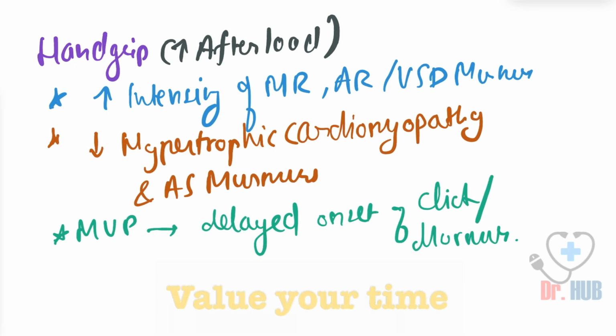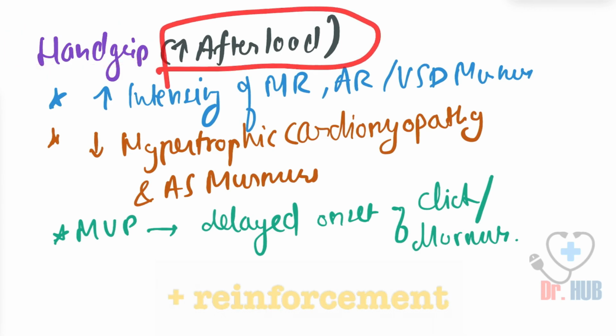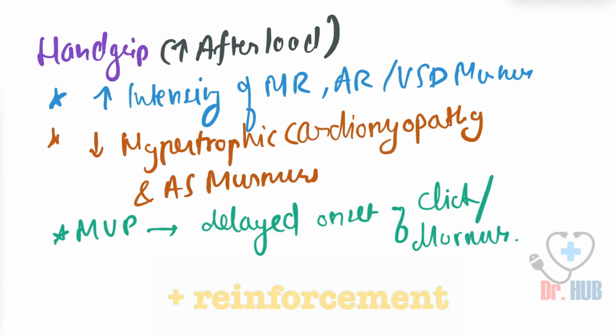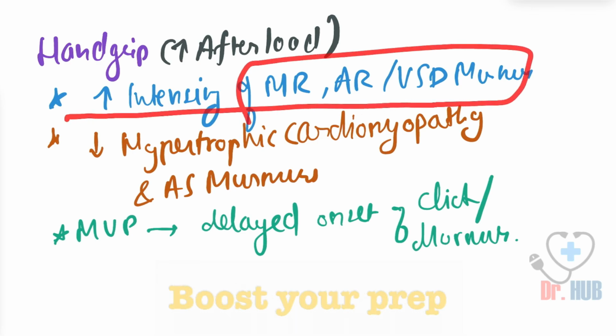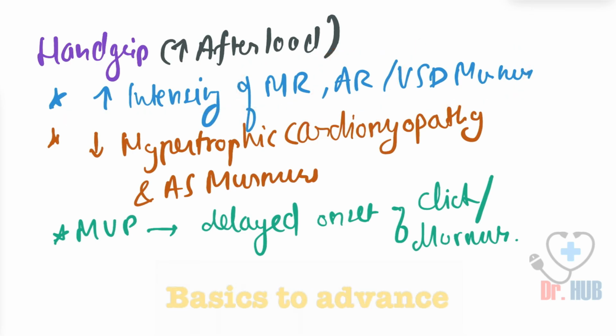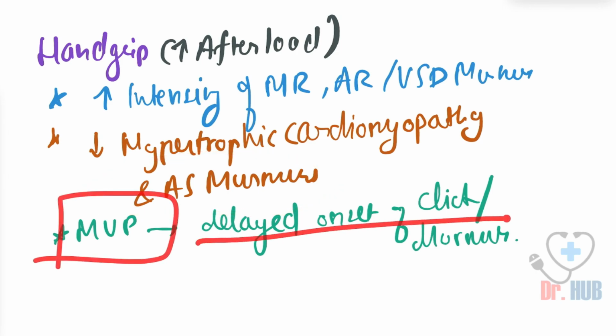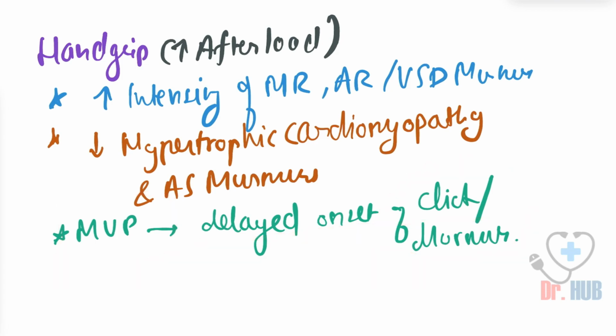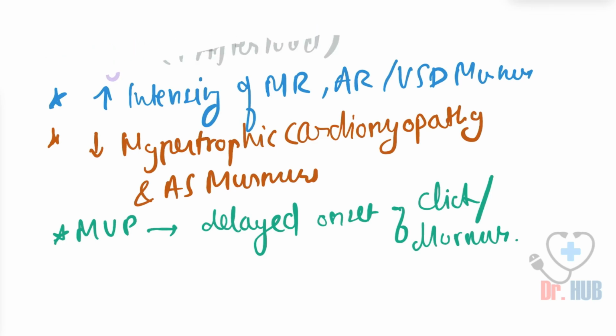To recap, we asked the question on the hand grip. Hand grip basically increases the afterload. The effect it causes is an increase in the intensity of the MR, AR as well as the VSD murmurs, and a decrease in the hypertrophic cardiomyopathy as well as the AS murmurs. In terms of the MVP, there's a delayed onset of the click or the murmurs. So this was about the dynamic auscultation of the murmurs.